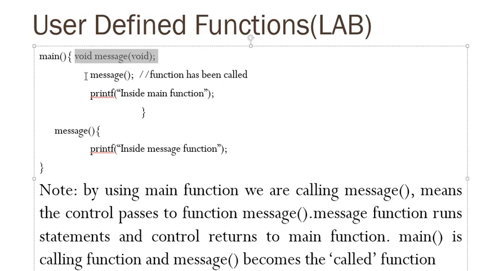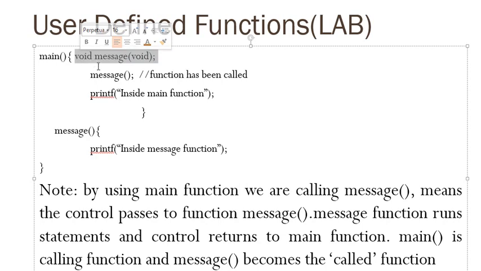This is the declaration, and a function may or may not be called. This is the function call, and this is the definition of the function. So there are three parts: function prototype, function calling, and function definition. Whenever we write user-defined functions in any C language program, the first line inside the main method will be the prototype or declaration of a function.